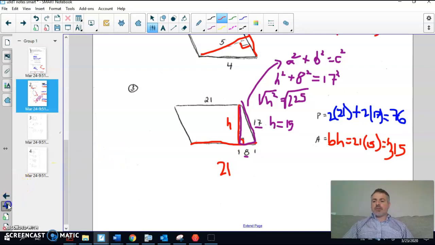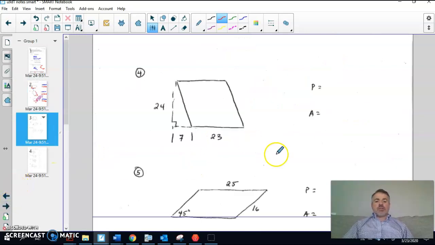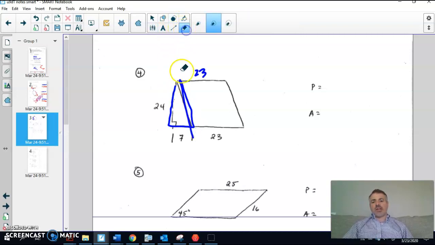And on to the next page. So then again on here, I need to find the perimeter and the area. So the perimeter, just like before, again, opposite sides are going to be the same, so that means this side will be 23. The only issue here is I don't know what this side is, but I can now find it again using this right triangle right here, of which it's the only missing side.